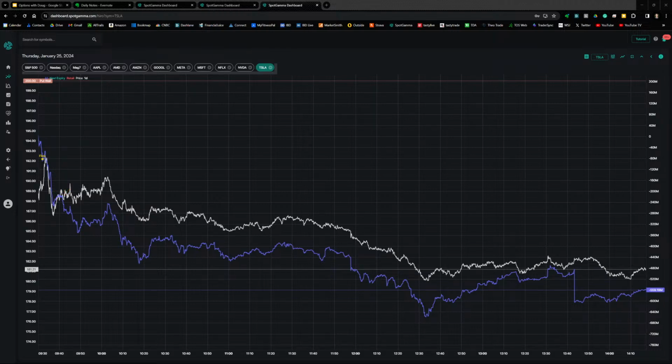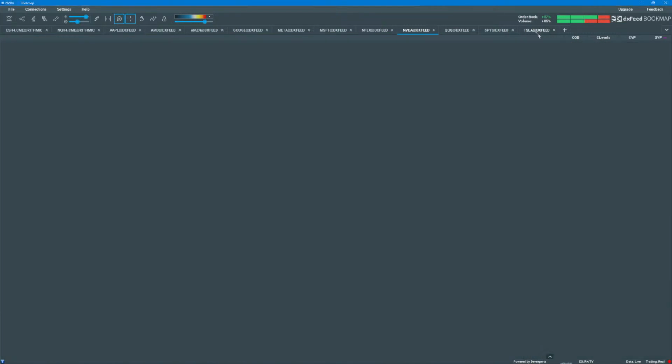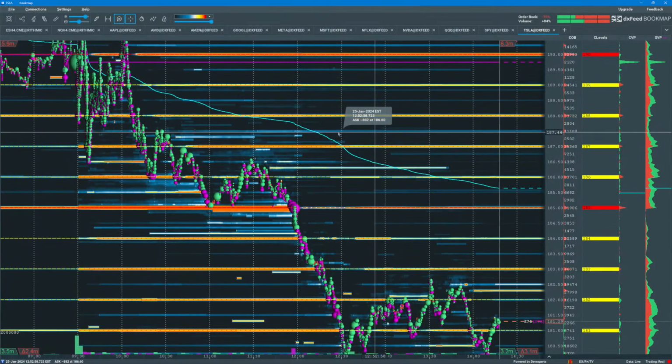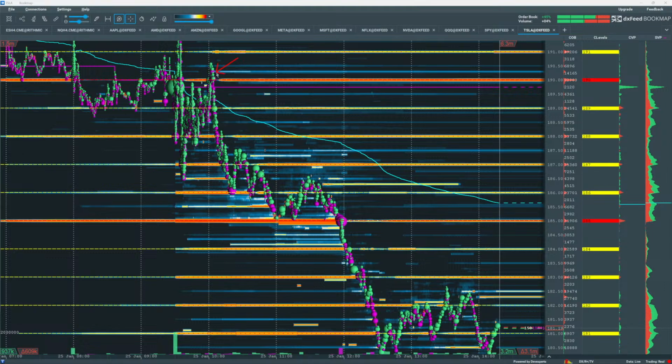Let's go take a look at Bookmap. Tesla. Bookmap a little slow today. All right, so definitely a down day here in Tesla. Short setup right around 190. This is pretty typical of stocks. The liquidity in the order book. The heat map is showing a history of the liquidity in the order book.